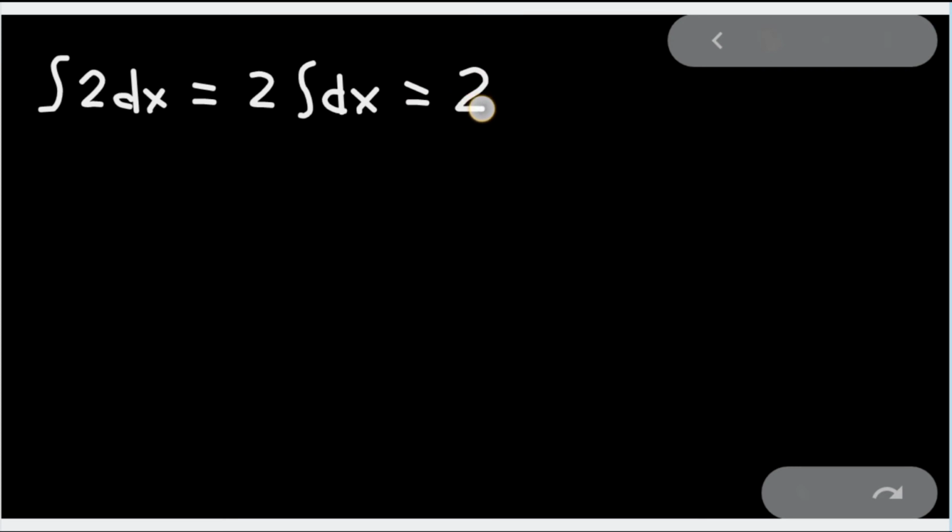So, let's say we have the integral of 2 dx. The 2 here is the constant. So what we do is simply set it on the left side of the integration symbol. So we have 2 and the integral of dx. The integral of dx is x, so we have 2x.